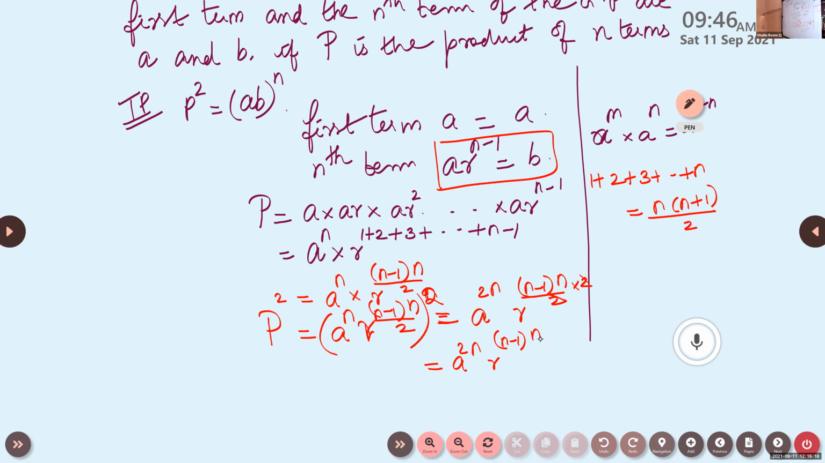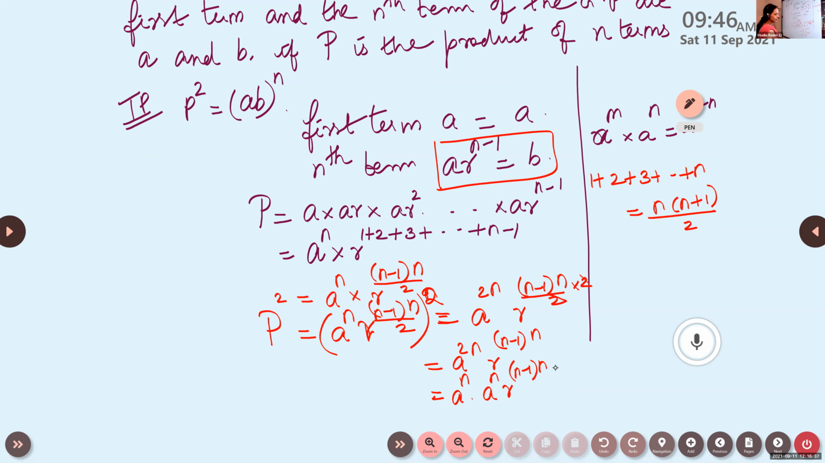Now, how will you write this? A raised to 2n can be written like this: a raised to n into a raised to n, r raised to n minus 1 into n. Is it okay? Shall we group like this? Can we split like this?